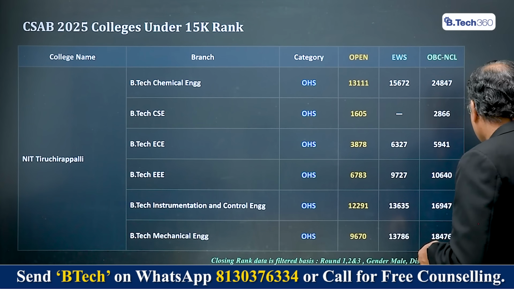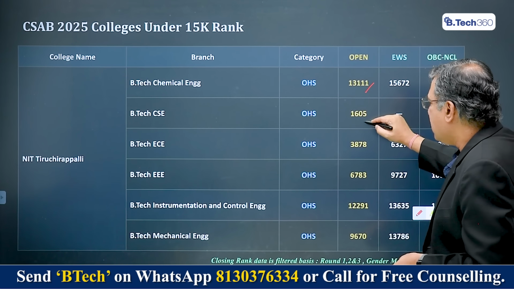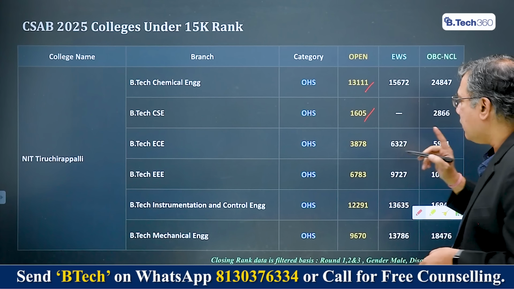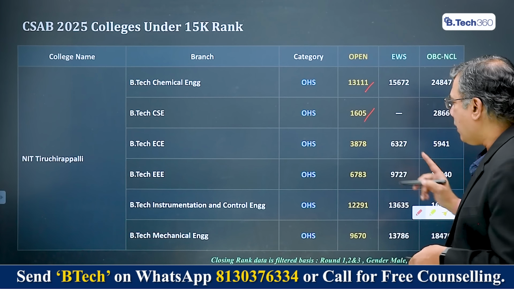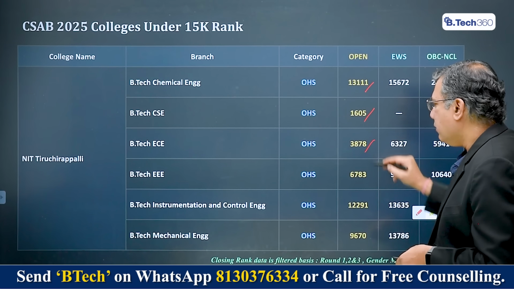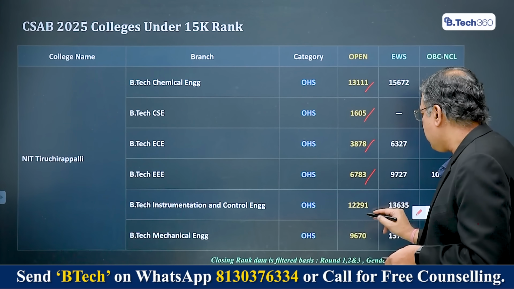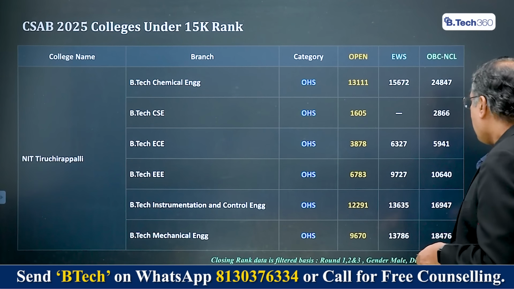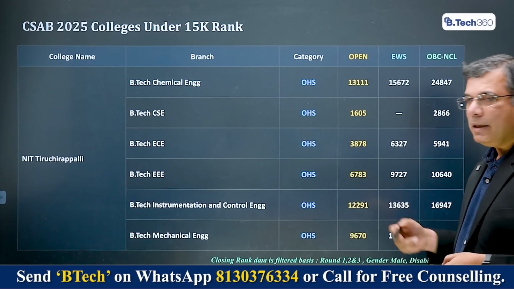Then NIT Trichy, Btech Chemical Engineering is 13,111, Btech CSE is 1,605. So even in CSE, there in CSAB counseling, there were seats that were taken. Remember, this is the highest closing rank last year through CSAB, common rank list. Btech EC is 3,878, Btech EEE is 6,783, Btech Instrumentation and Control is 12,291, and Btech Mechanical is 9,670. And you also have the category ranks. Some, when the seats are not there or they're exhausted, then it is a blank.